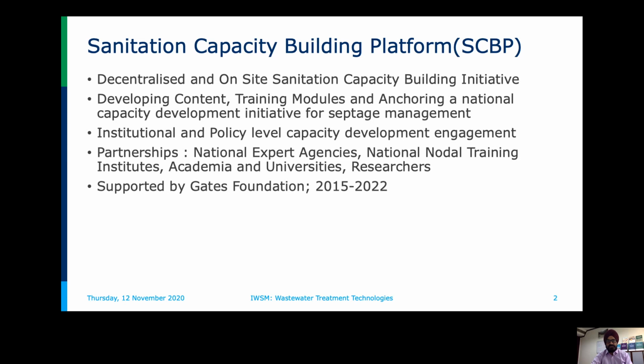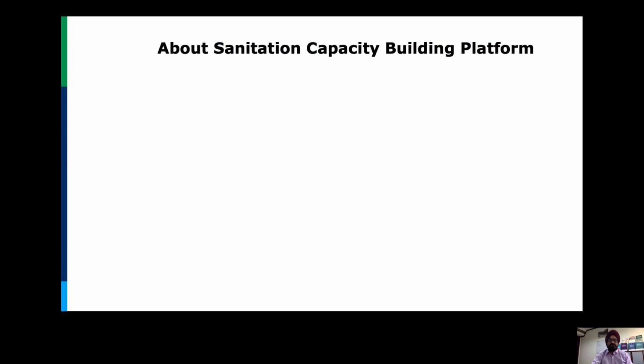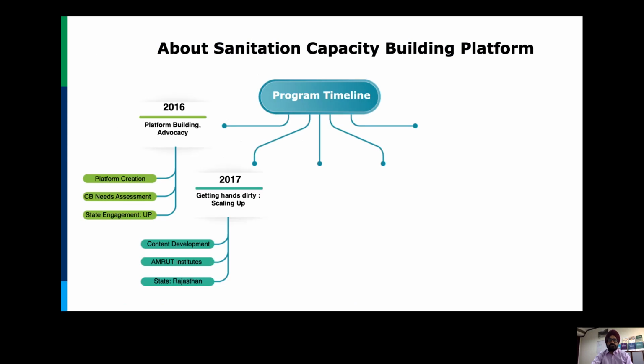So it is not just trainings. We also engage extensively in supporting institutions, whether they are para-state agencies, urban local bodies, or national and state governments, and also on policy inputs on decentralized sanitation and non-sewage sanitation solutions. The program is supported by the Gates Foundation and has been going on since 2015. So this is a broad trajectory.